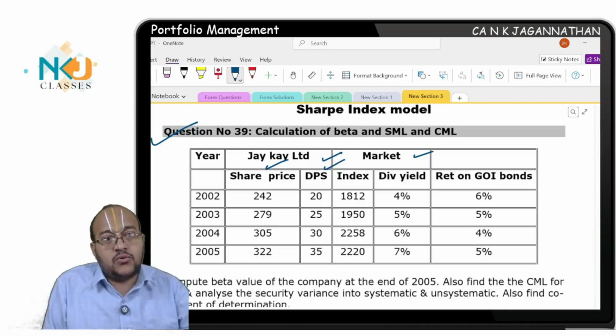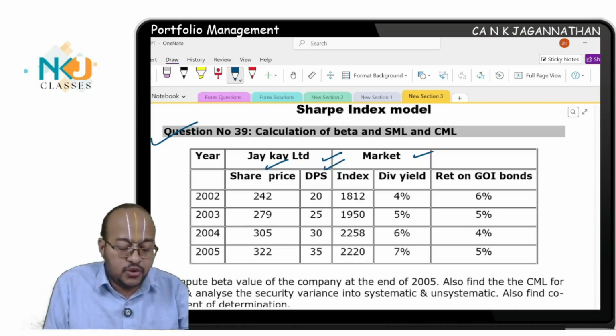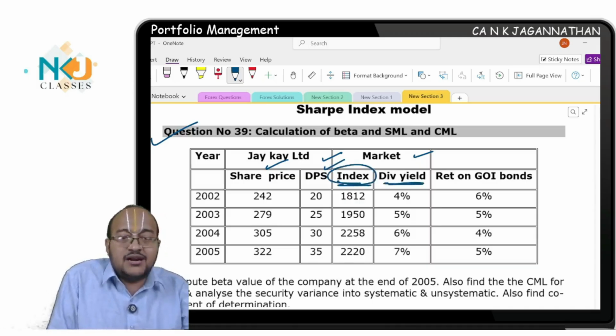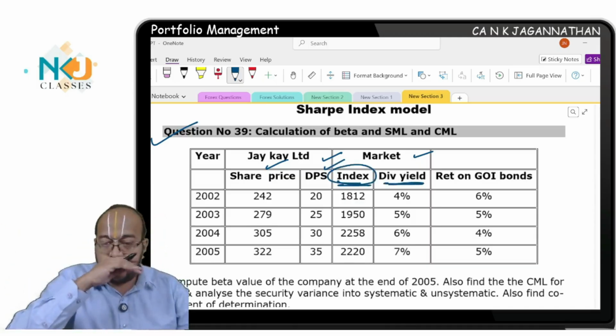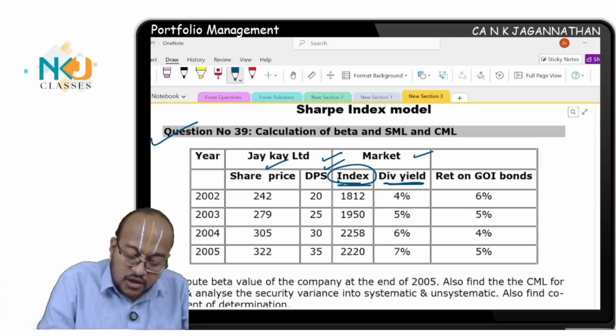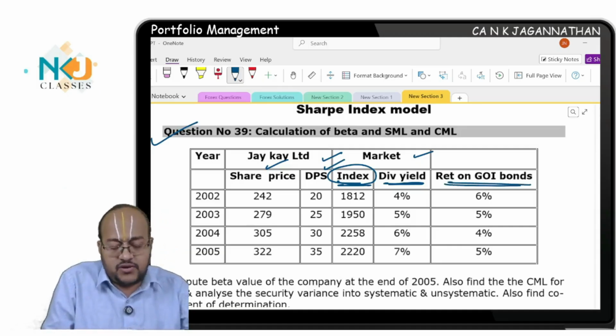Now market, how do you find return from the market? I told you, index will track the return of the market, correct? And then dividend yield will be published. If you see it in the stock exchange, they will publish the average dividend yield from the market. Next, return on government bonds. For RF they have given this, right?